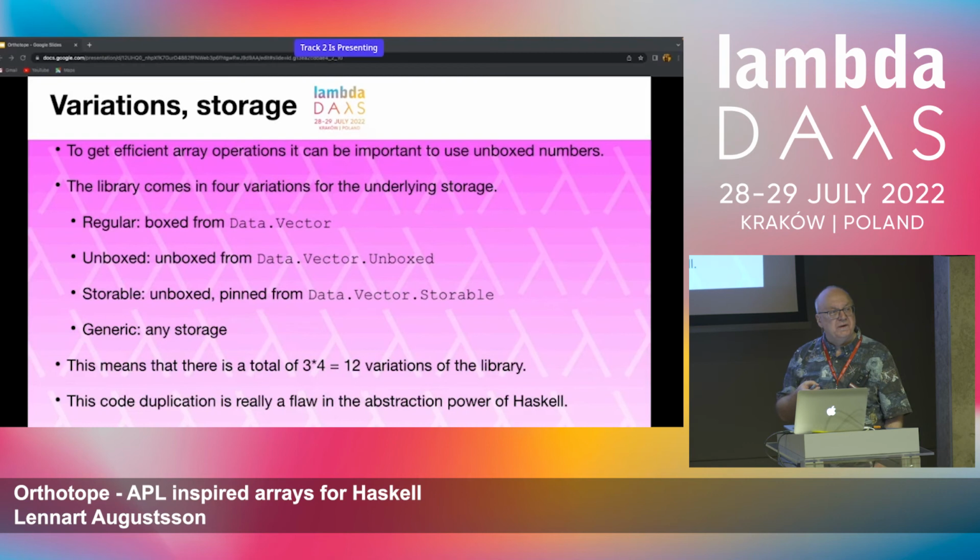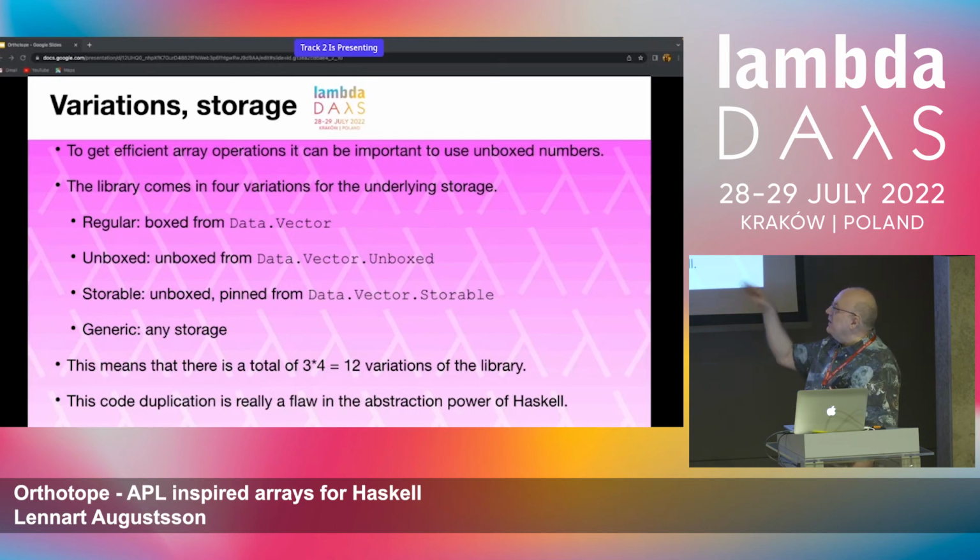So how do you want to store these? Well, unboxed things are nice, but they don't always work. There are regular boxed things where it uses Data.Vector to store them. You can have unboxed things where it uses Data.Vector.Unboxed. But if you want to talk to C code, like a matrix multiply, Data.Vector.Unboxed is not good because those arrays are garbage collected. They can move around, so you need them pinned in memory. Then there's Data.Vector.Storable that gives you pinned arrays that you need to use together with the hmatrix library.